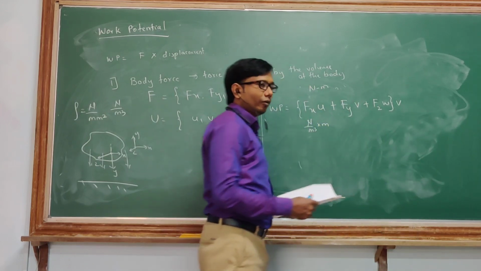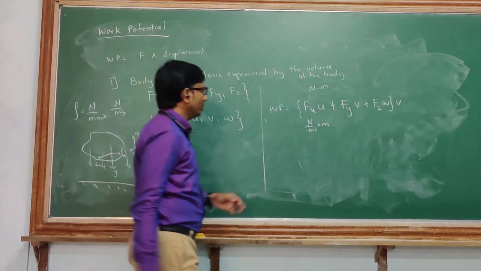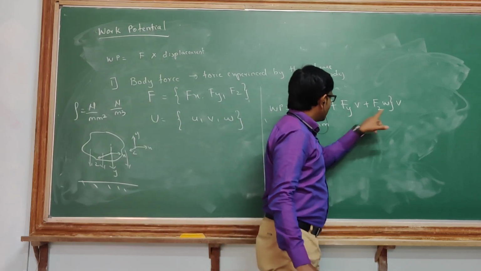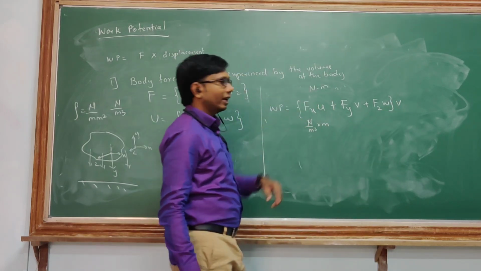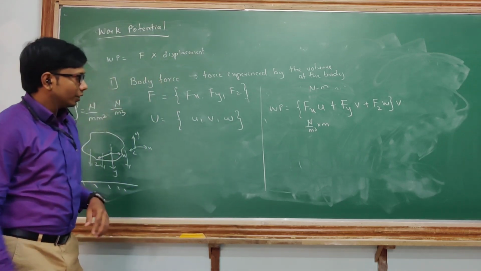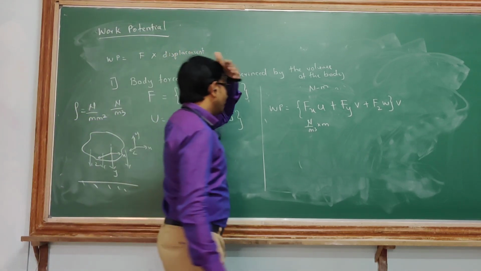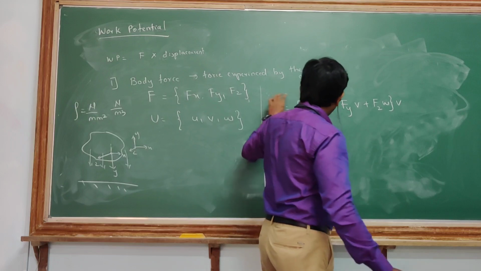You will multiply the volume here. If you multiply force into displacement into volume, you will be getting it as Newton meter. So this is how to write the work potential in an algebraic form.